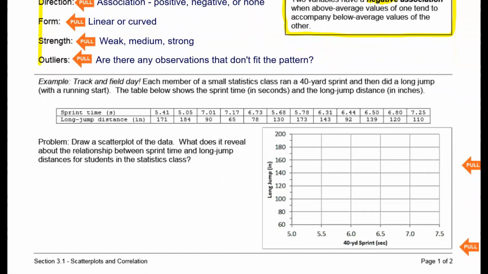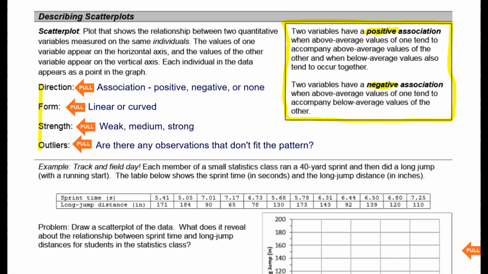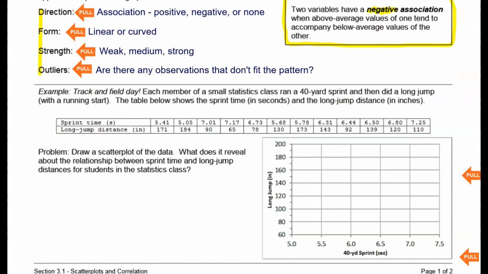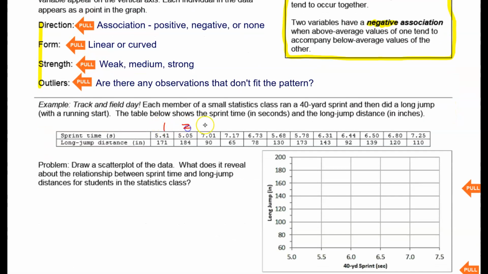Track and field day. Each member of a small statistics class ran a 40-yard sprint and then did a long jump with a running start. The table shows the sprint time in seconds and the long jump distance in inches. So we have data here on 12 different individuals. And this is paired data, okay? Meaning that for student number 1, they had a sprint time of 5.41 seconds and a long jump distance of 171 inches.